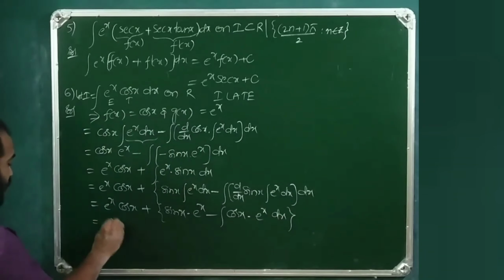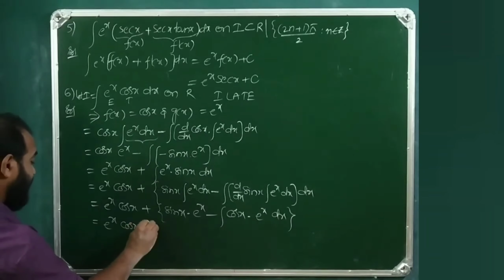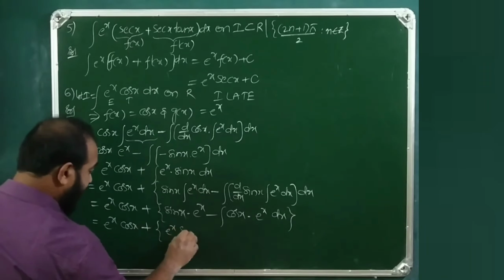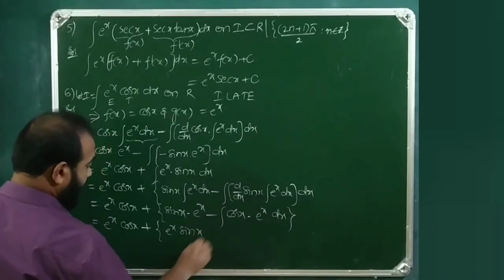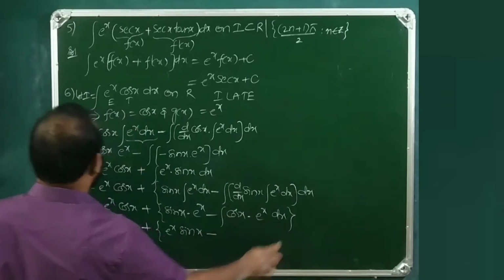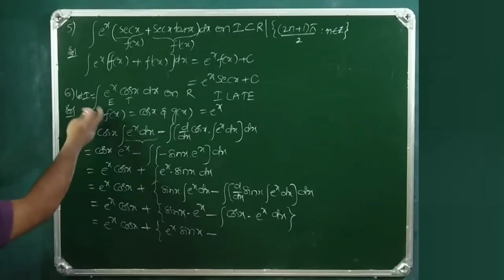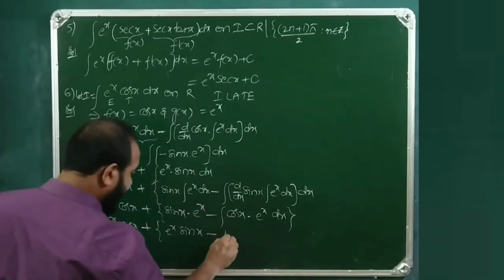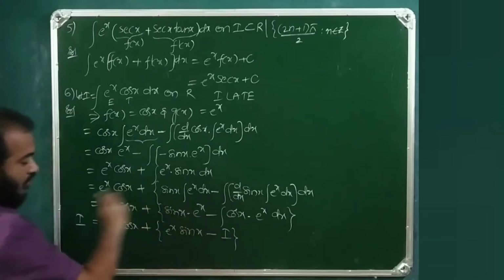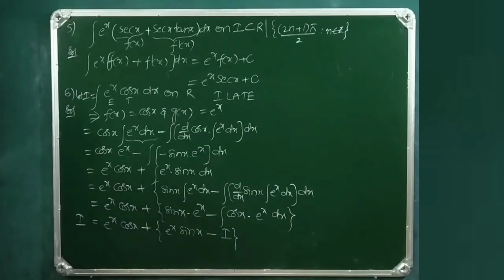So this is equal to e^x cos x plus e^x sin x minus the integral of cos x e^x dx. That is I, which we had taken before. This minus I, on transposing to the other side, will be plus I.